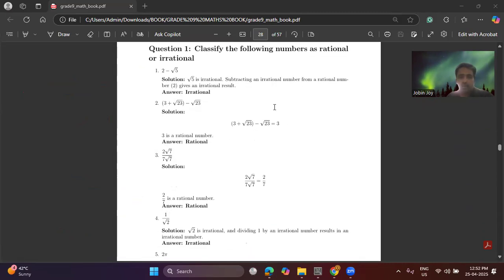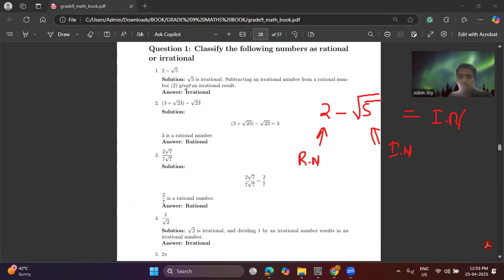Then example. Okay, so next is classify the following numbers as rational or irrational. The given number is 2 minus root 5. 2 is a rational number, right? And root 5 is an irrational number. So when you subtract an irrational number from a rational number, the final number will be irrational. So the answer is irrational.